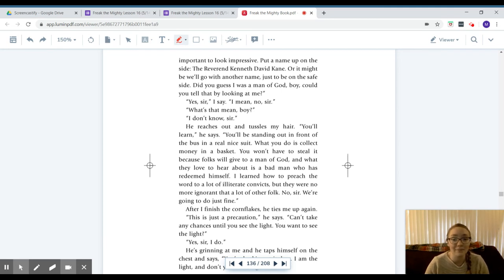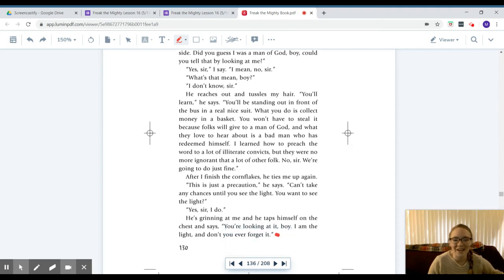What you do is collect money in a basket. You won't have to steal it because folks will give it to a man of God. And that they love to hear. And what they love to hear about is a bad man who has redeemed himself. There's our word, redeemed. So he's made up for what he's done. I learned how to preach the word to a lot of illiterate, meaning can't read, convicts. But they were no more ignorant than a lot of other folk. No, sir, we're going to do just fine.